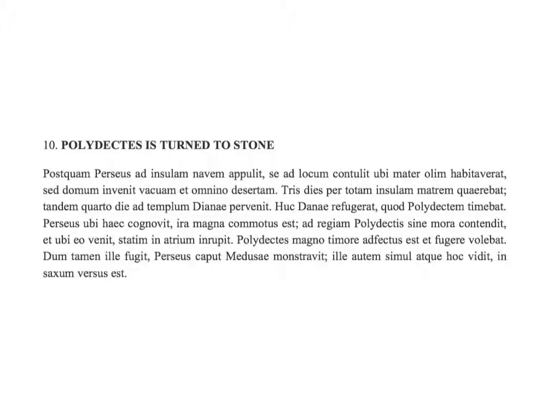Tres dies per totam insulam matrem quaerebat. Look at this sentence. This is a good example of a Latin sentence where you need to think to yourself, okay, what's the subject of this sentence? Well, in order to find the subject, we first of all need to look at the verb, which we have there, quaerebat. So, he quaerebat, he was looking.